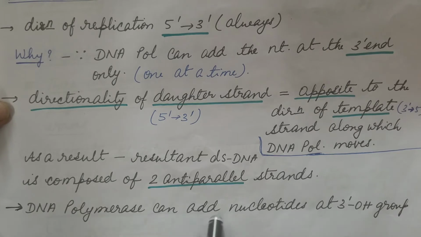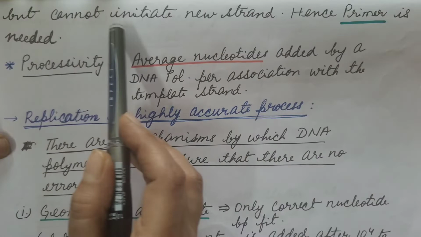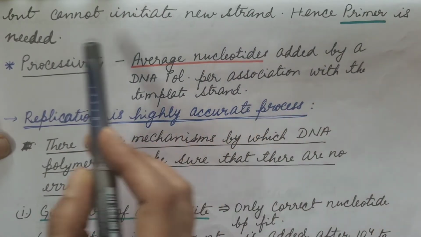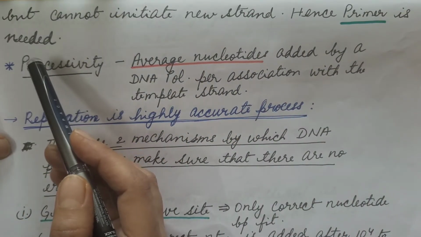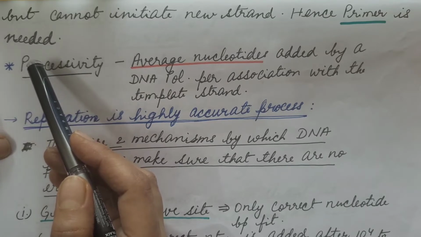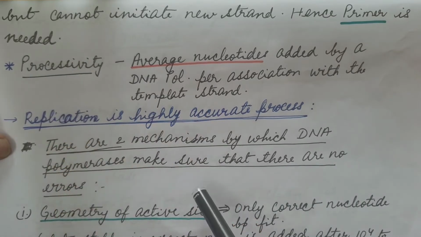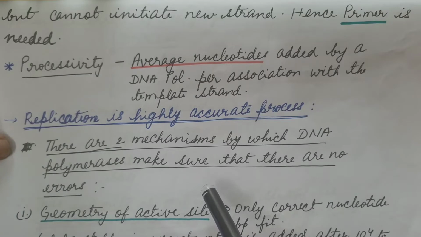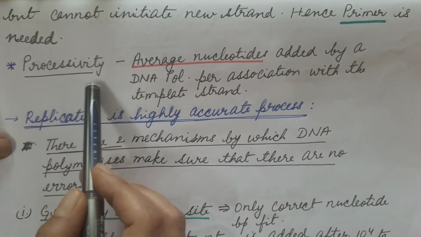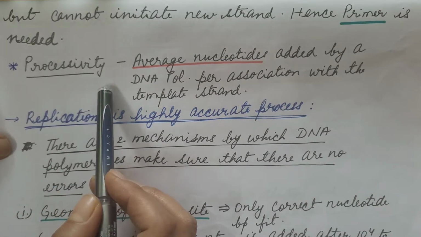DNA polymerase can add nucleotides at the 3' OH group but cannot initiate a new strand, hence a primer is needed. What are primers? These are segments of DNA, RNA, or both. Generally it is RNA.